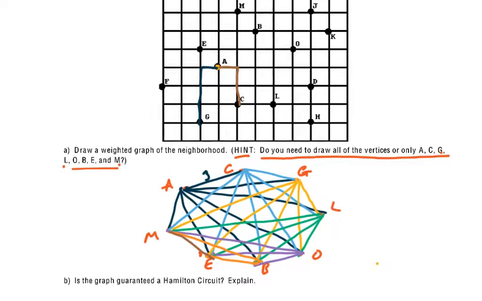So this black line right here, and it's really hard to see because there's so many lines, would be a 4. And then A to L would be 1, 2, 3, 4, 5. So A to L, this line right here is weighted with a 5, and then so forth and so on.